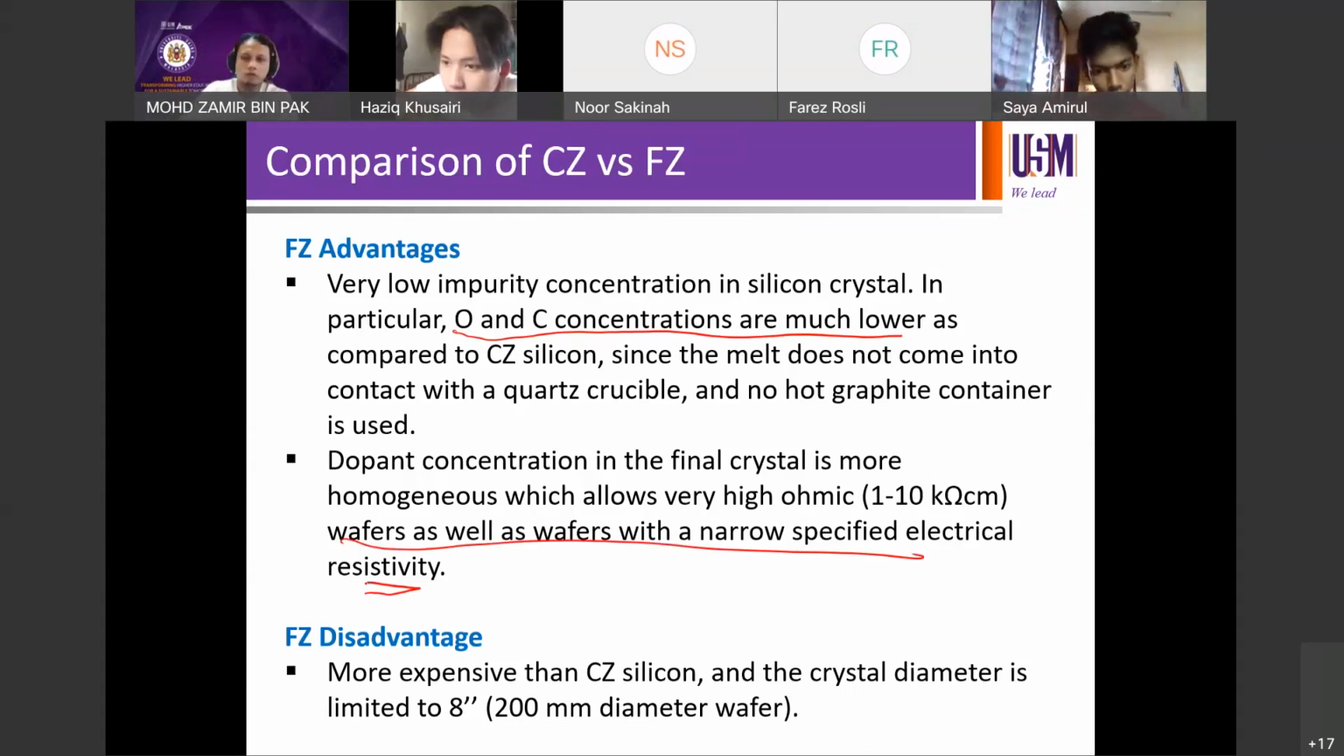So if you, siapa pernah pakai silicon wafer during your FIP? Anyone? Anyone has used silicon wafers? Ada ke? FIP ada pakai silicon? Ada, semua tak buat silicon. Ada?